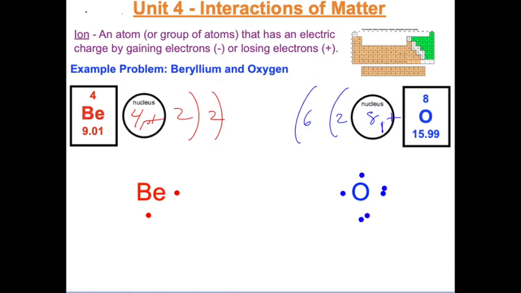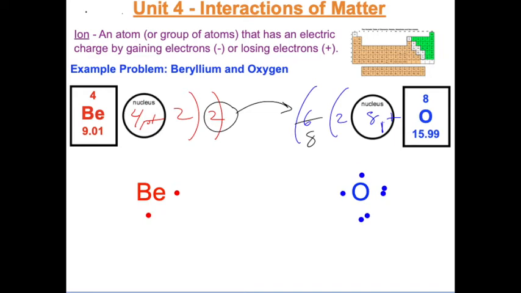Both atoms are pulling on the other atom's electrons, but once again, oxygen is the nonmetal, has a higher electronegativity, 3.44 versus 1.57. So oxygen wins and pulls the 2 electrons in beryllium's outermost shell into its own outermost shell. Oxygen now has a full second shell, while beryllium also has a full shell. Its first shell is full.